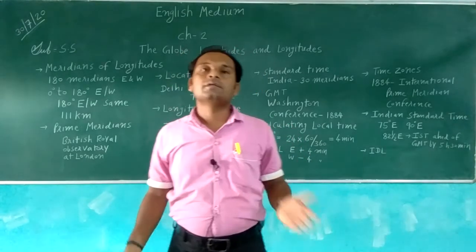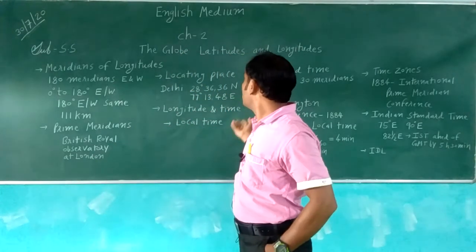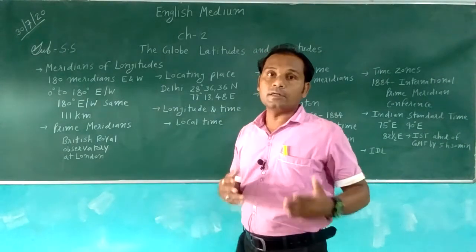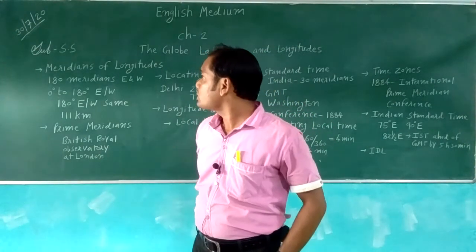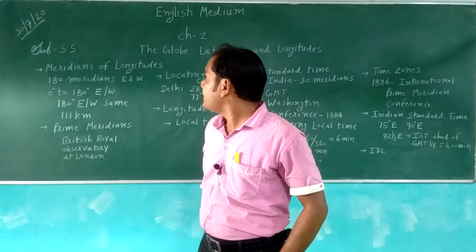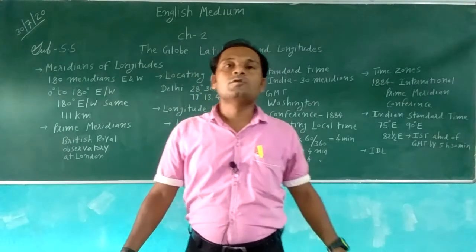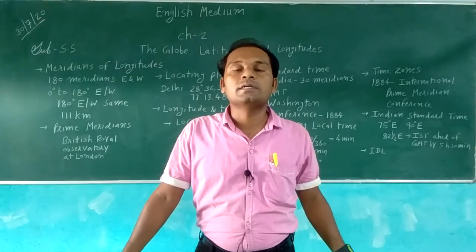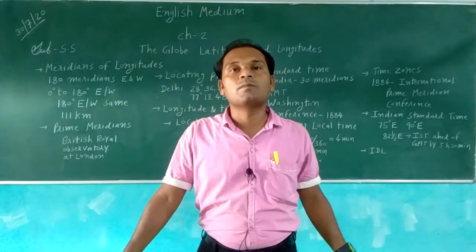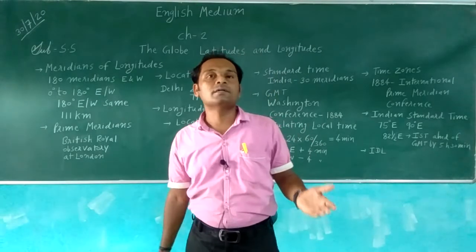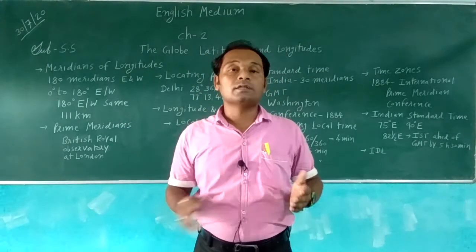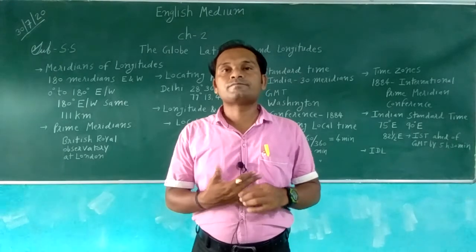Now, in this period, in chapter number 2, the globe, latitudes and longitudes, we'll see further things. First of all, we'll see meridians of longitudes. You know the earth is divided into different meridians, which means that each country has more than one meridian. You know that well.